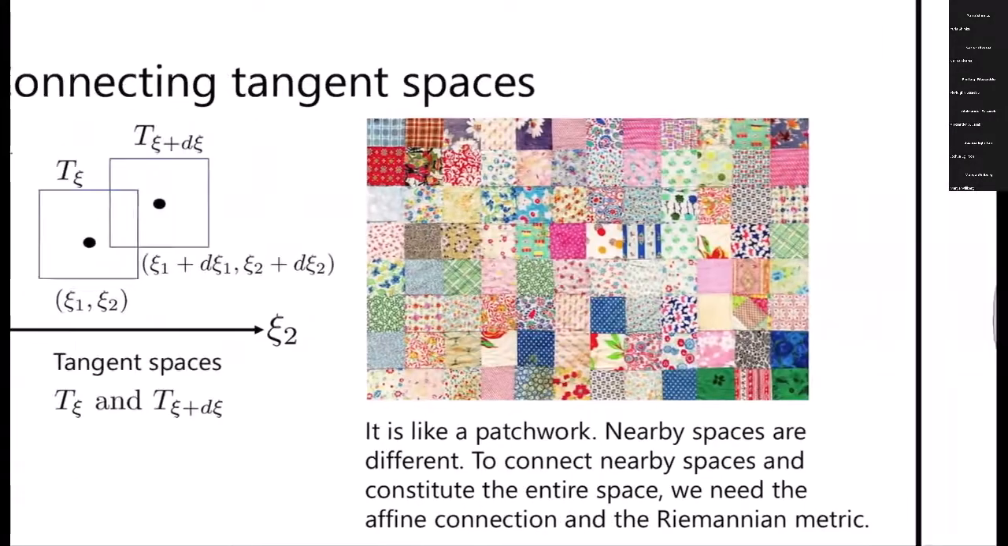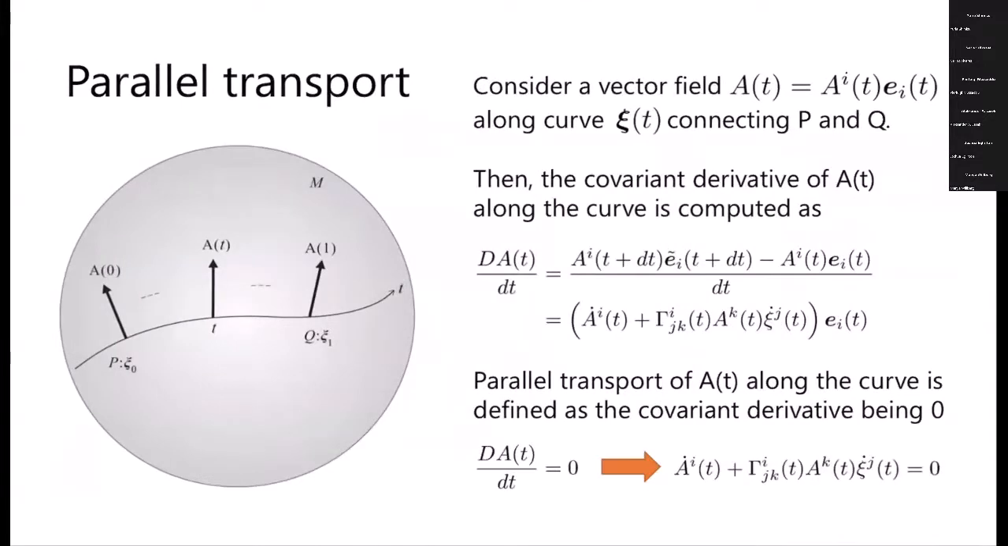So far so clear. So I'll give you two more important concepts before we finish this part. The first one is parallel transport. This is just a generalization of parallel transport in Euclidean space. So consider some vector field A along a curve Xi, connecting P and Q.